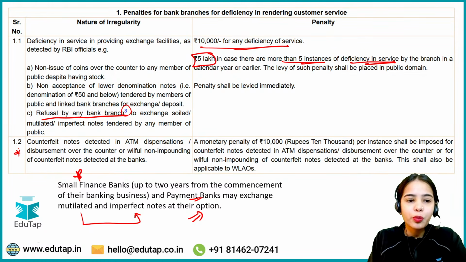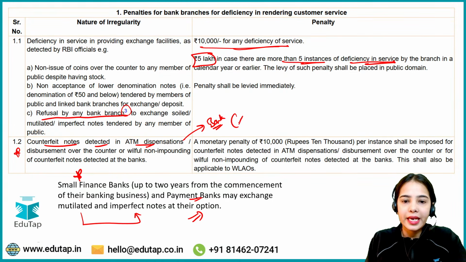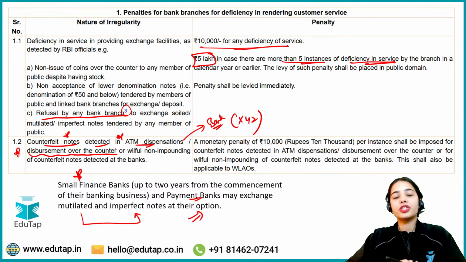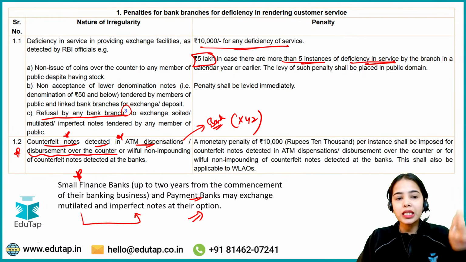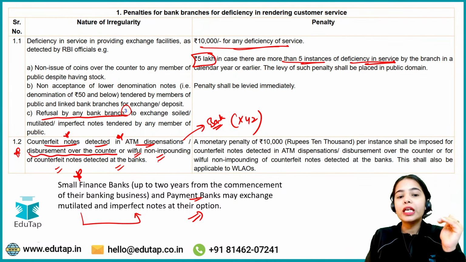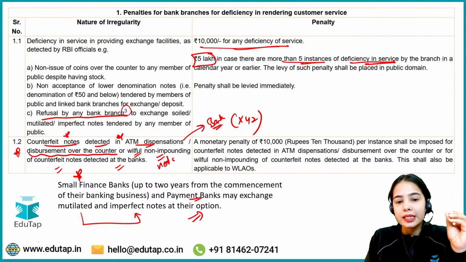Okay. Now coming to the next point, that is counterfeit notes detected in ATM dispensations. So let's say that this ATM belongs to a particular bank, let's say XYZ. Now in the ATM, there were counterfeit notes, that means fake notes, that were detected. So if counterfeit notes are detected in the ATM dispensations or disbursement over the counter, where bank branches over the counter in their bank branches are disbursing the counterfeit note, or there is willful non-impounding of counterfeit notes detected at the banks. The banks are willfully not seizing or not impounding the counterfeit notes.